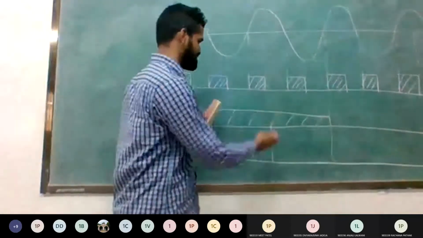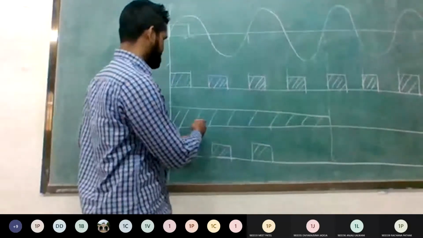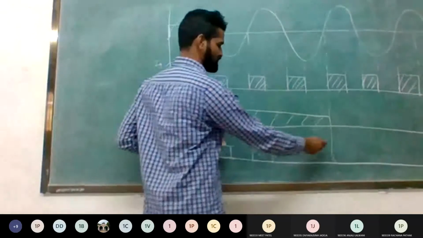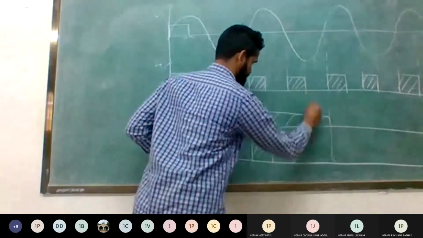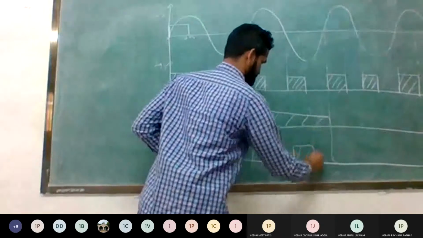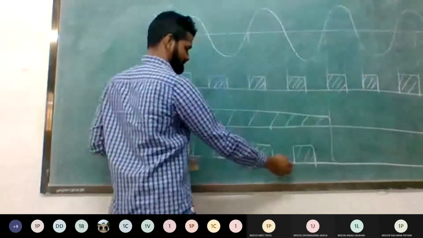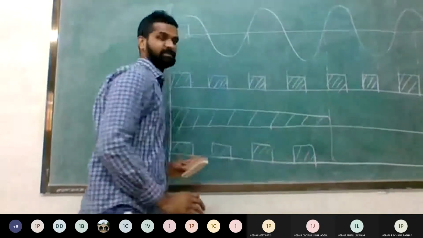So now we can check this here. The second pulse generator gives the output only up to 2 cycles. So it means that you get this gate pulse up to 2 cycles only. For 4 half cycles, in each half cycle you get the gate pulse.